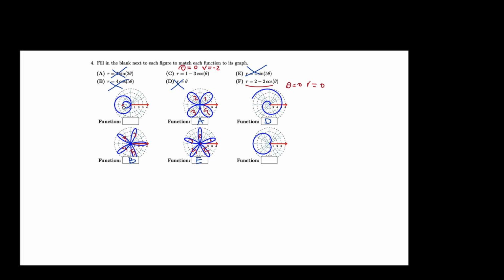And that's a test point that I figured out. I can try a few more, and I still get the same number. Here, for example, this was theta equal to pi, and r equal to 4. And here also I have theta equal to pi gives me r equal to 4. So again, this goes with F, and the other one goes with C, and we're done.